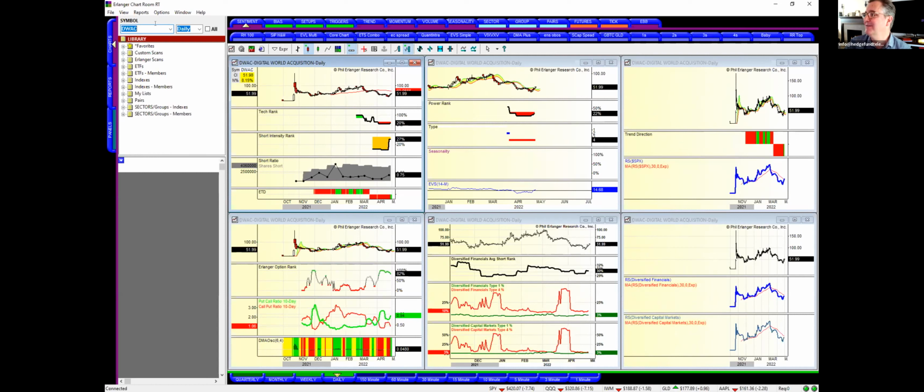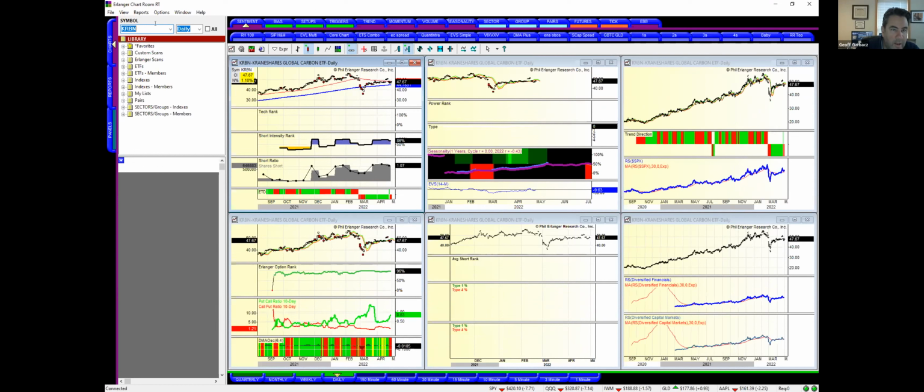KRBN. If we don't get to all of them, you can hit me up later. Oh, this is the carbon ETF. ETFs don't have a tech rank, but you can see down there the trend direction is down. It's red. What is the deal with the puts? Yeah, there's no liquidity. That's probably what it is.